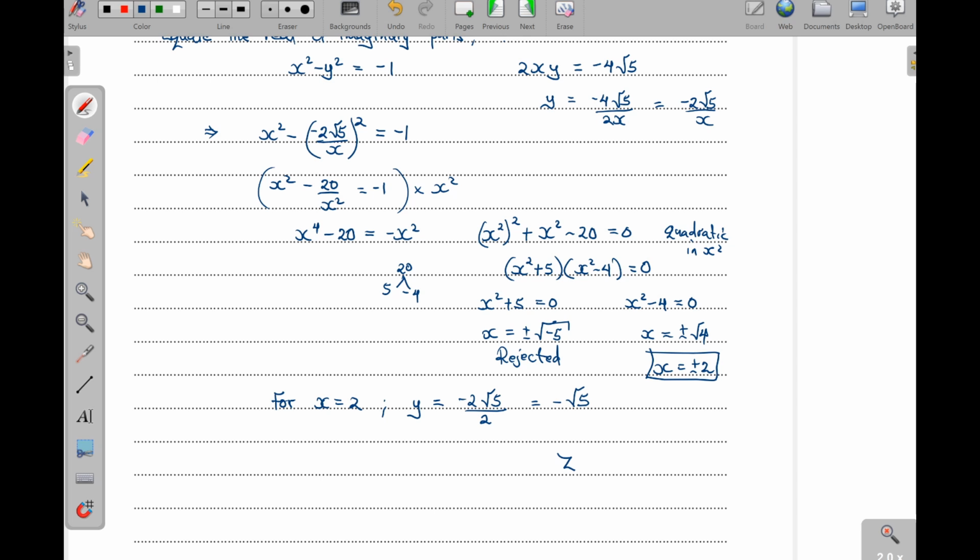Okay, that means the first complex number here is going to be z1 equal to 2, and then y is negative root 5, then i. Remember, it is x plus iy. So that is z1. And then I also go to this one for x equal to negative 2. Then y is going to be equal to negative 2 root 5 over negative 2, and this one will give us a positive root 5. So meaning my z2 is going to be equal to negative 2 plus root 5 i.